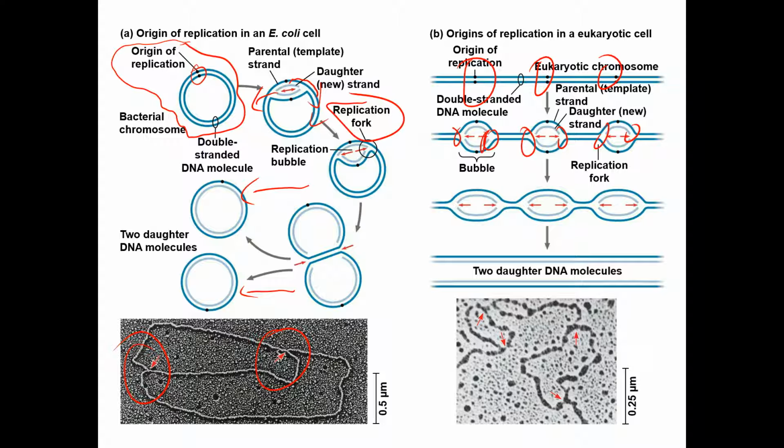Here you're looking at a bacterial or a eukaryotic chromosome. So you have one origin of replication here, one replication bubble here, another replication bubble there. Eukaryotic chromosomes, in terms of DNA replication, have multiple origins of replication.